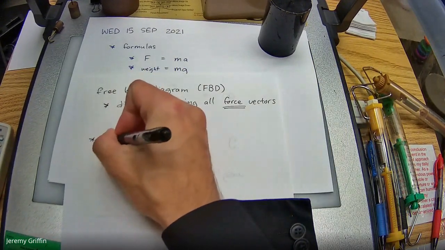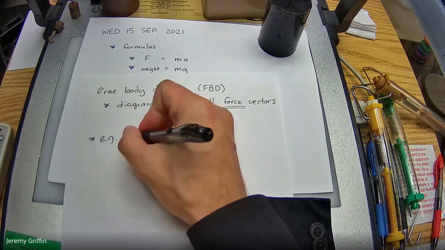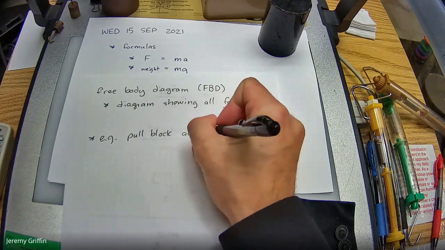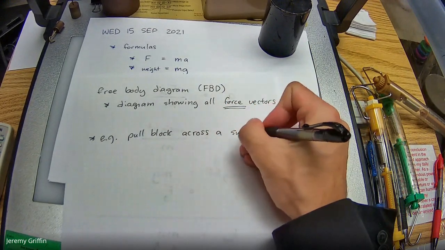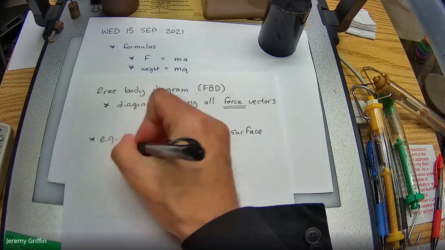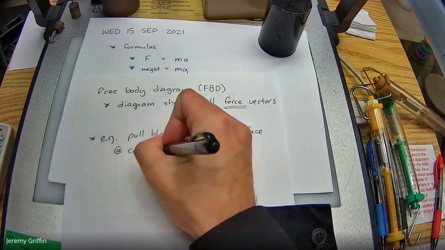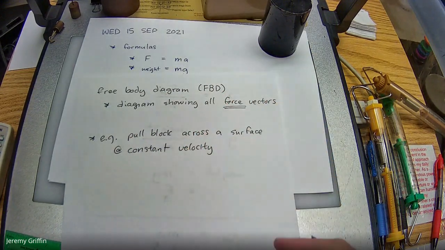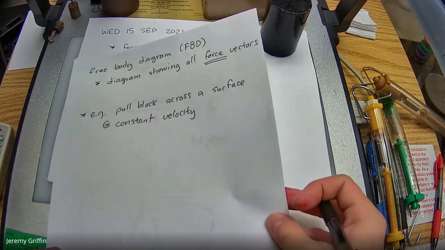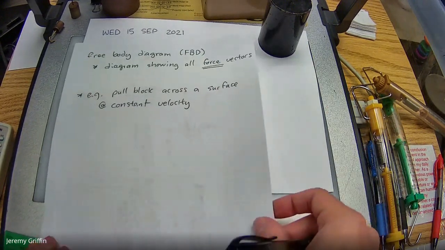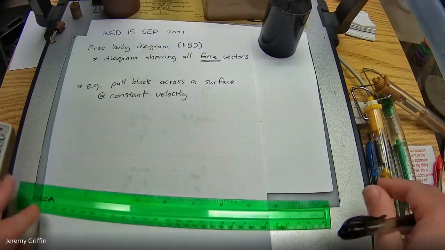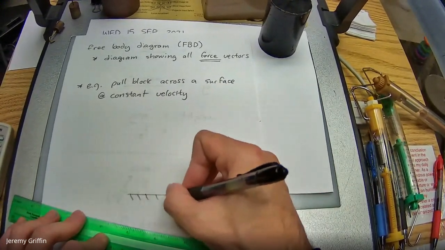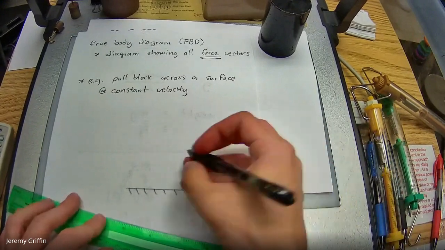So let's look at an example. Say you've got a block and you're pulling the block across a surface. Let's say you're pulling it at constant speed, or maybe even better, constant velocity. Constant speed and constant direction, right? I wonder what the free body diagram would look like for a scenario like that. Okay, so let's draw this out. I'll draw the floor just for visual context, although strictly you don't need that for the diagram. You've got a block.